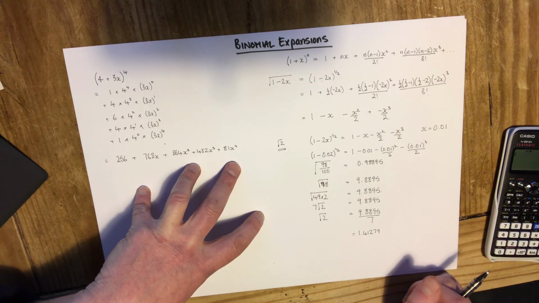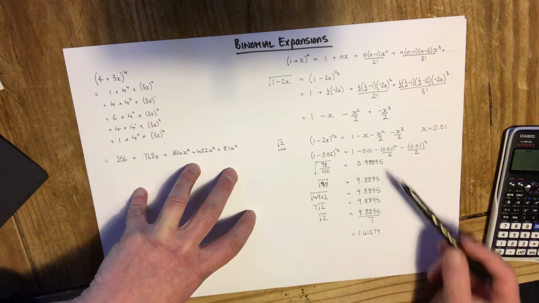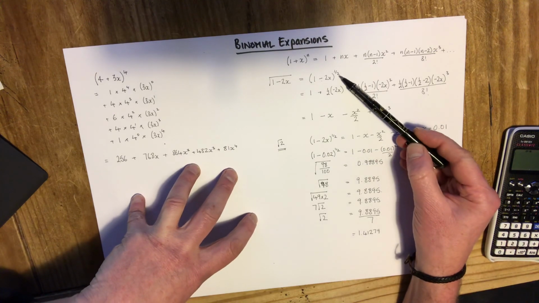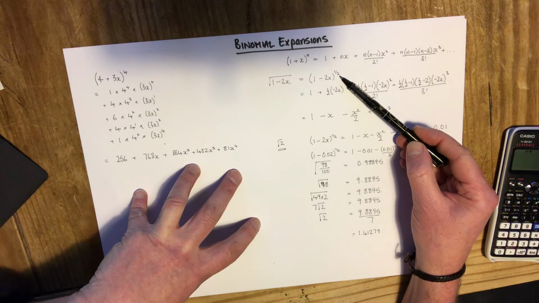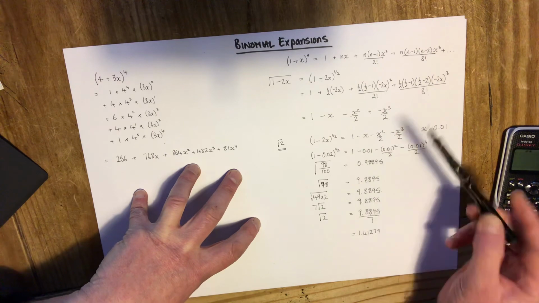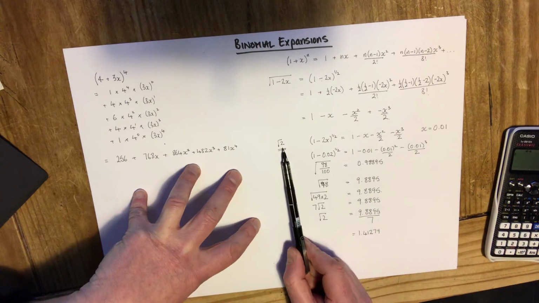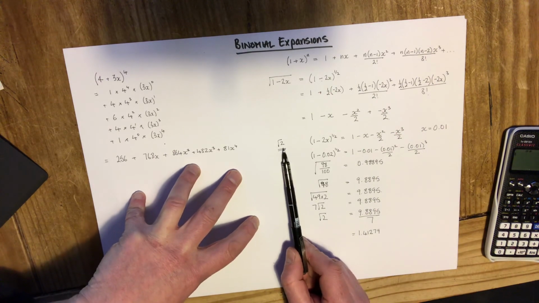That's how you do a binomial expansion where n is a fraction. In this case, it would work exactly the same if it was negative, and that's how you can use the approximation to work out an estimate for this, let's say in this case, the square root of 2.